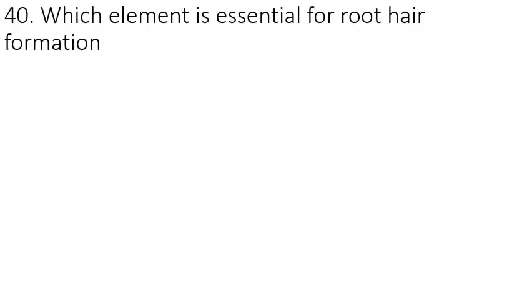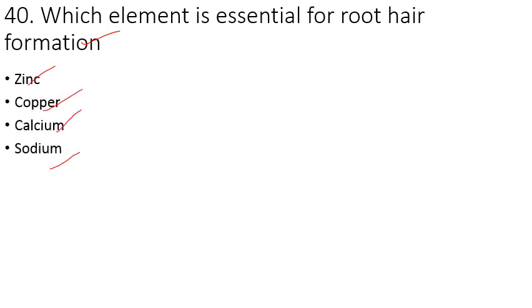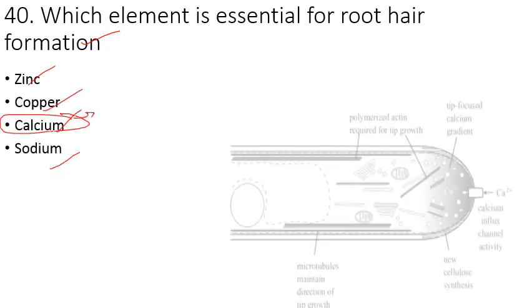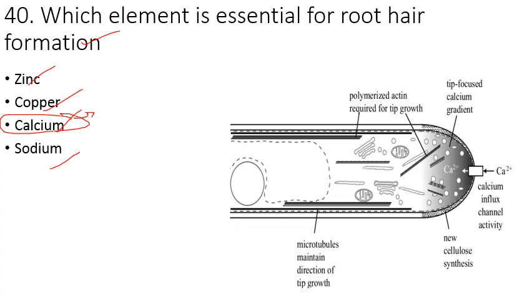Next question, which element is essential for root hair formation? Our options are zinc, copper, calcium, or sodium. So the right answer is calcium. Calcium plays a very important role in the formation of root hairs.